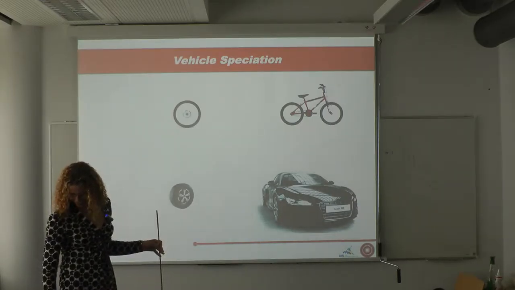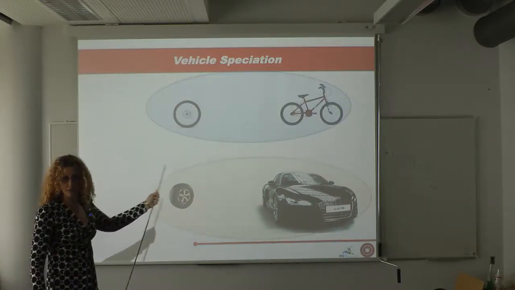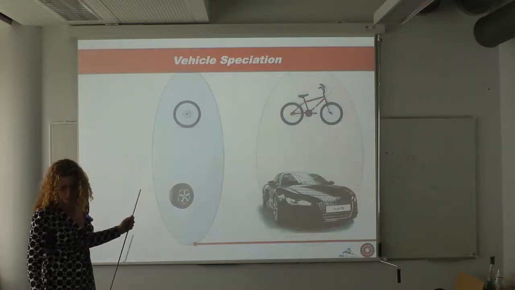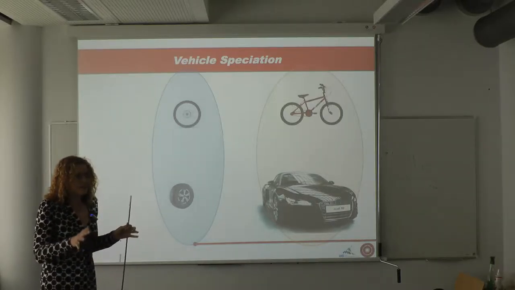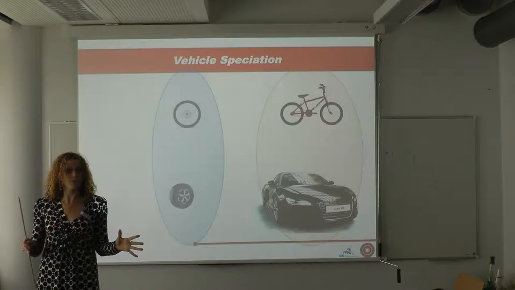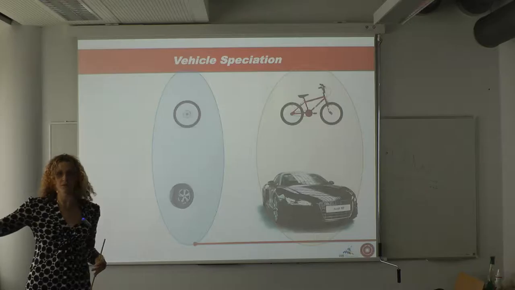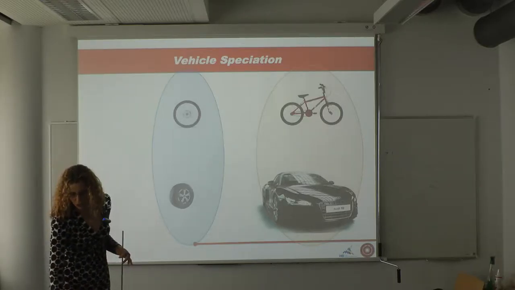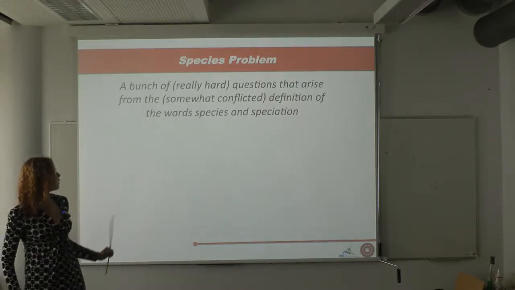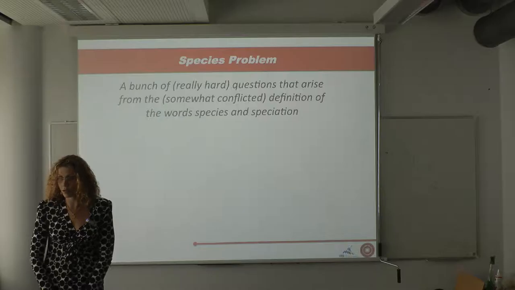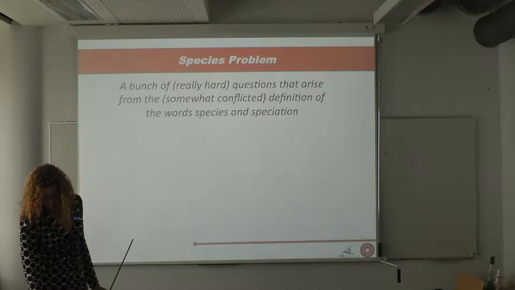All right, theoretically you can group them into species like this, on the basis of where the components are, or like this on the basis of the overall use. And even at this point, there are conflicts. You may decide to group it this way for one reason, and I may decide to group it another way for another reason. So the species problem is really a bunch of really hard questions that arise from the somewhat conflicted definition of the word species and speciation. This is what we've been talking about for now. And here's why.